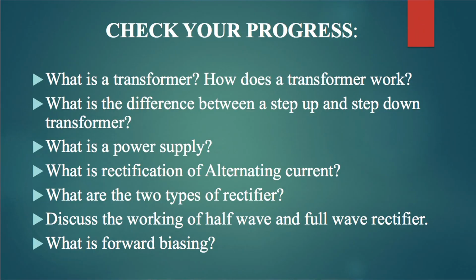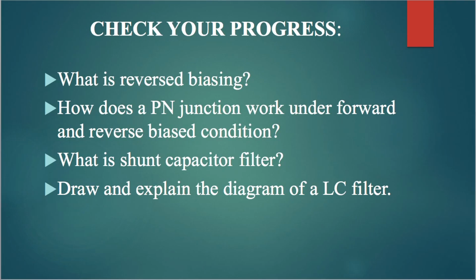What is a transformer? How does a transformer work? Next question, what is the difference between a step-up and step-down transformer? What is a power supply? Next question, what is rectification of alternating current? Next, what are the two types of rectifier? Next, discuss the working of half-wave and full-wave rectifier. What is forward biasing and reverse biasing? How does a PN junction work under forward and reverse biased conditions?